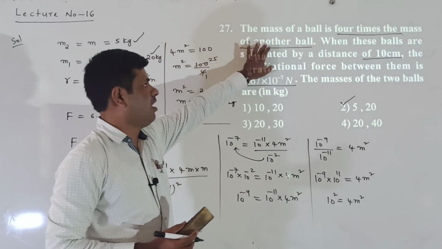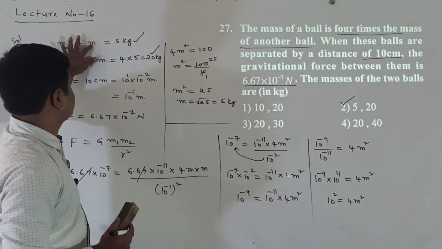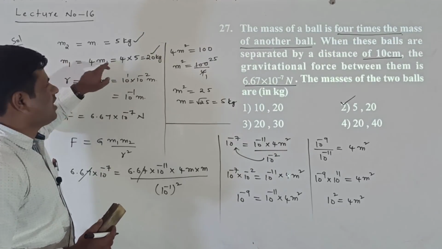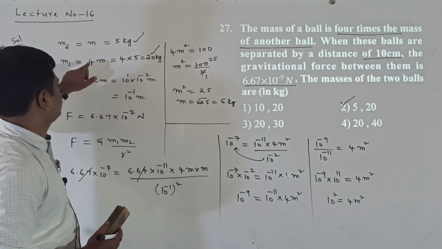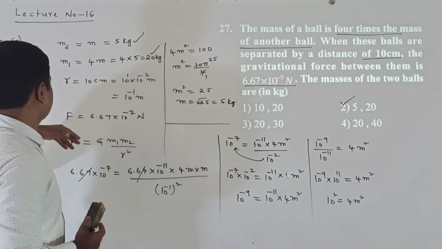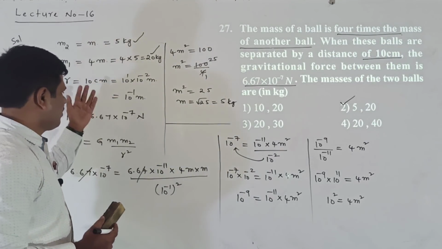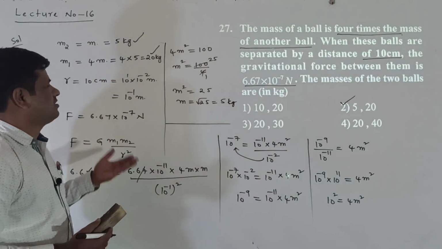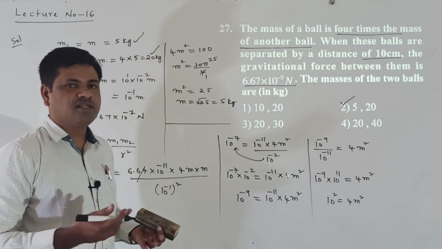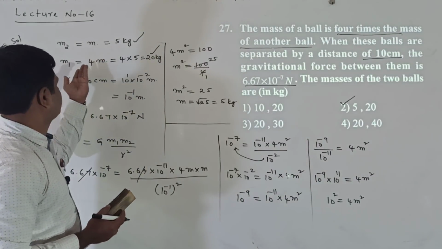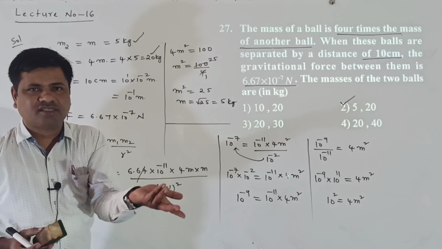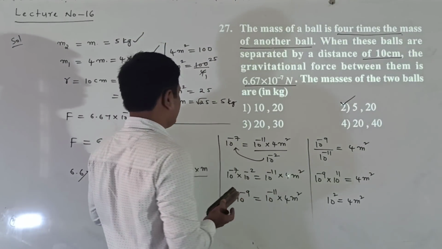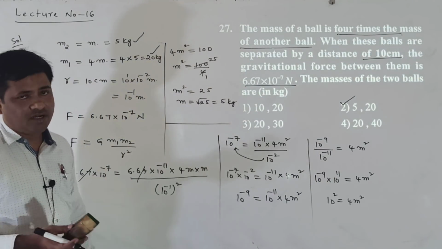First, another ball mass I consider m2, so m2 is equal to m, and the first ball mass is 4 times that, 4m. From this we are getting one ball mass is 5 kg, another ball mass is 20 kg. You can consider m1 equal to m also and m2 equal to 4m also, and you get the same answer. There is no problem at all. Right, here the masses are 5 kg and 20 kg.